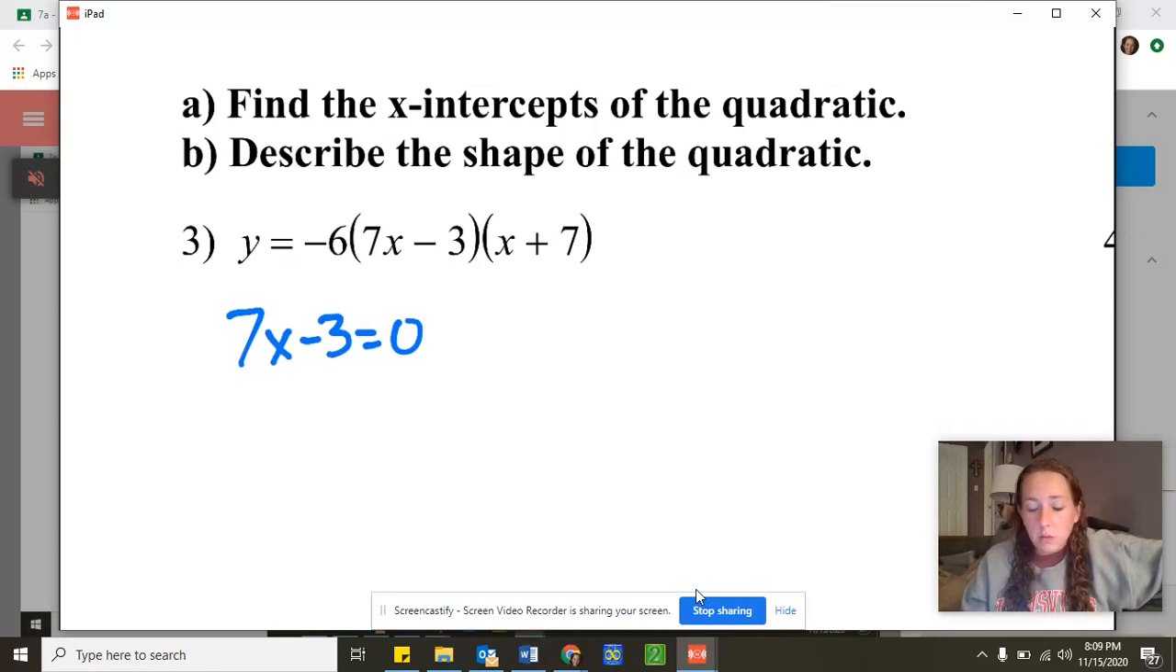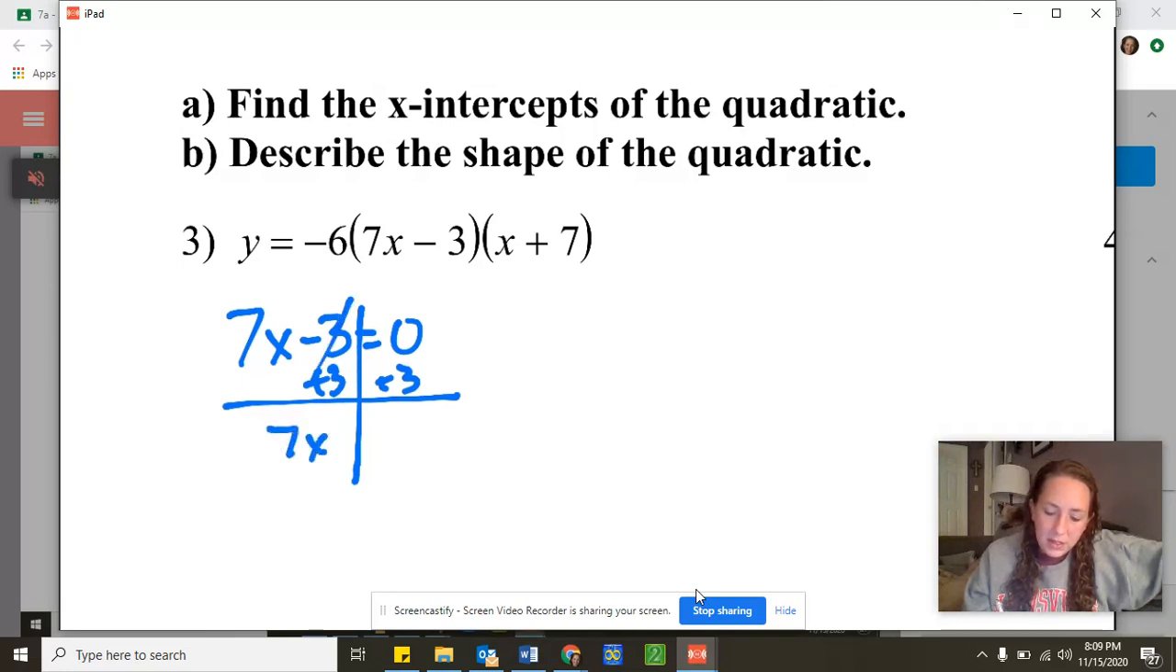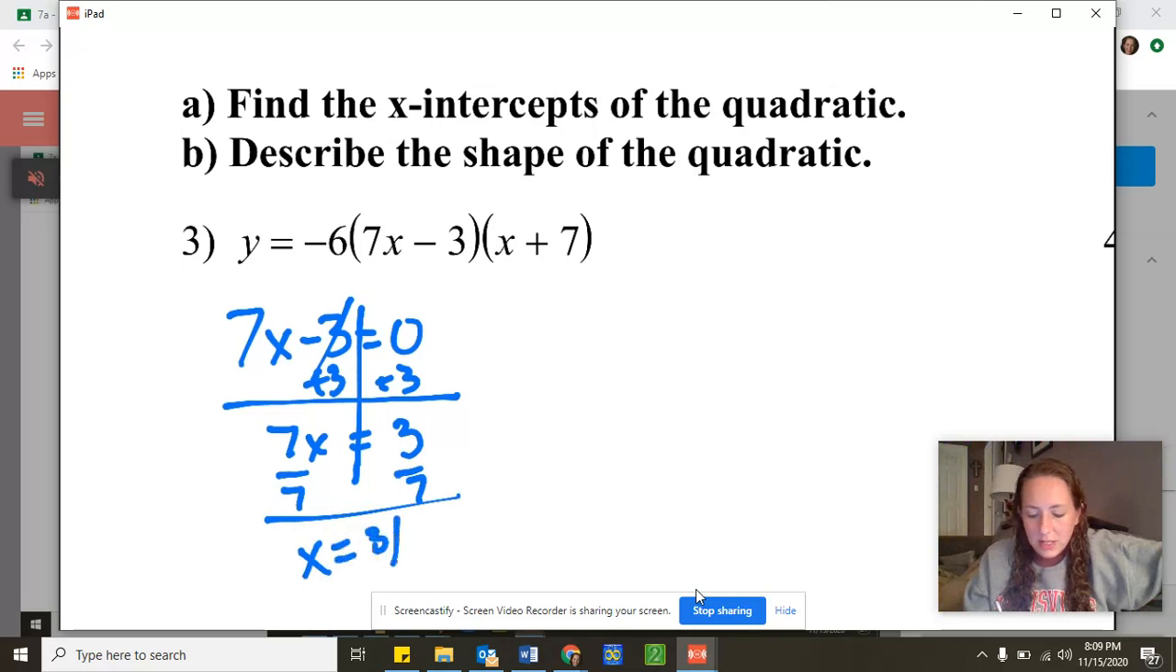If you look at that and you're like, people do that in their head, that's crazy. Yeah, no big deal. It's just a 2-step equation, right? So we're getting rid of the 3 first by adding 3 to both sides. Those cancel out, bring down the 7x. 0 plus 3 happens to be 3. Then I divide everything by 7, and I get 3/7.